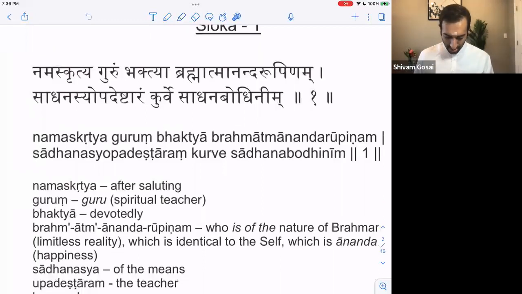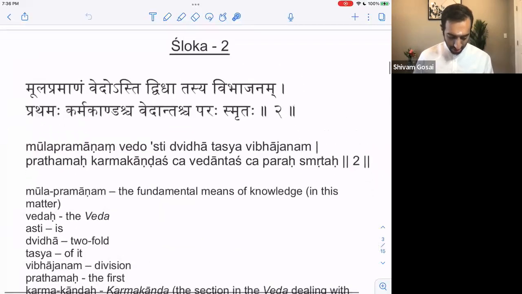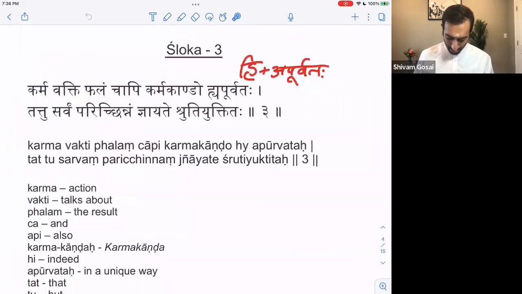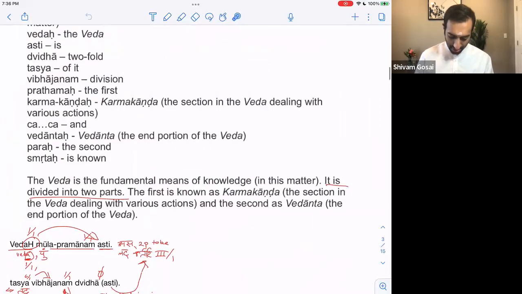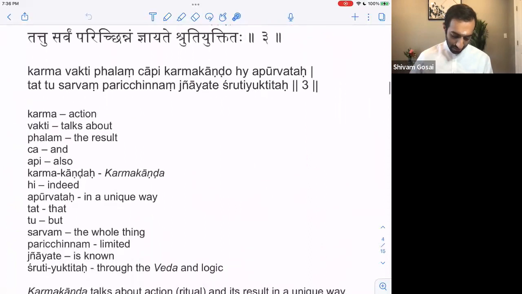So let's just quickly see how this text has grown so far of what we've seen, right? So Shloka 1 was the prayer. Shloka 2 was talking about pramana, right? So the Veda is a pramana. The first part is known as Karmakanda and the second as Vedanta, okay? So we're starting to build this. Then we saw Shloka 3.